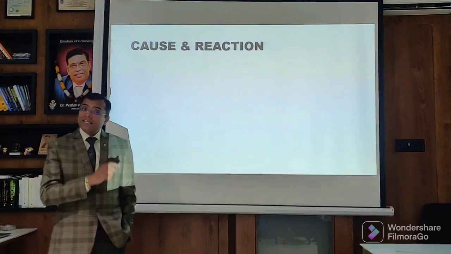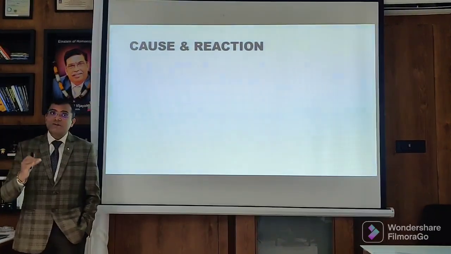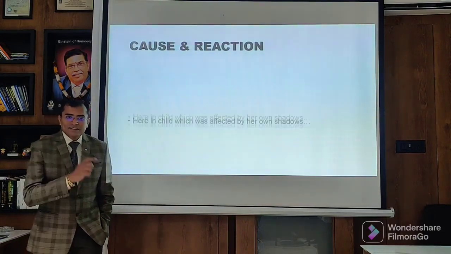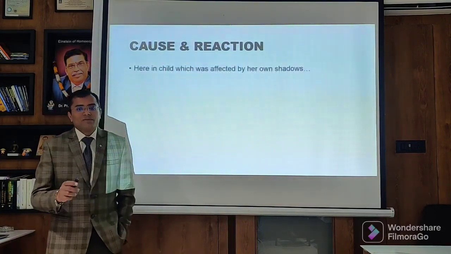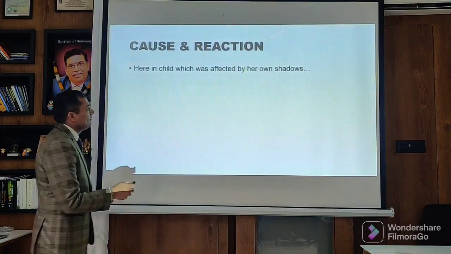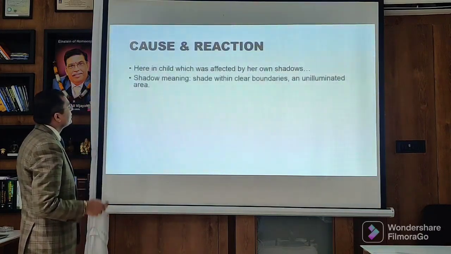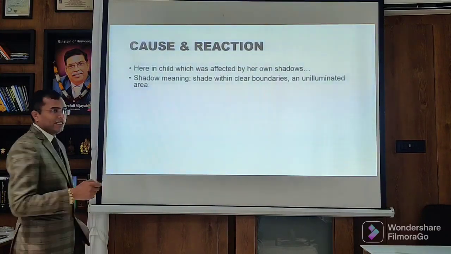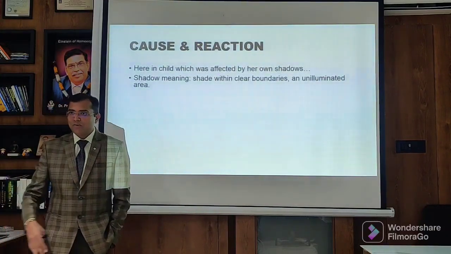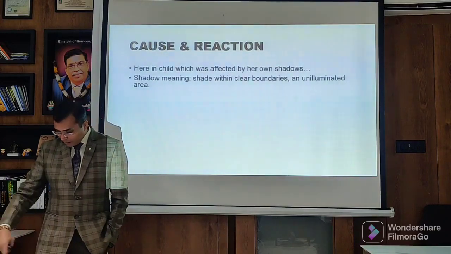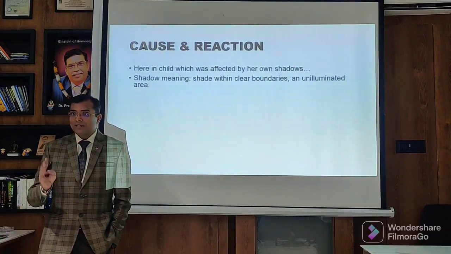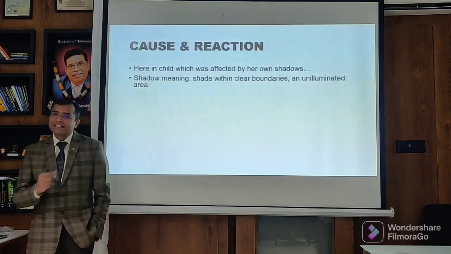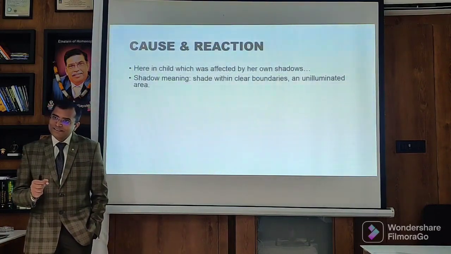So what was the cause and reaction? Now you have to understand everything is the cause and reactions. So here is the child which was affected by her own shadow. The shadow meaning the shade within the clear boundary and unilluminated area. Shadow is something which is in clear boundary. So she shows the boundary. And it is unilluminated. There is no illumination, but it is dark. So something is dark. So we can take fear of dark also.